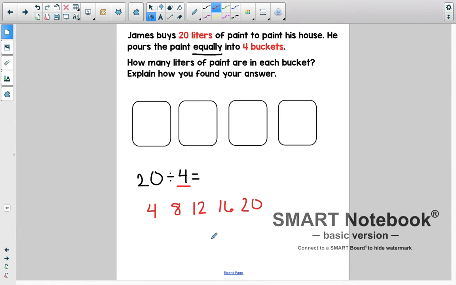And now we're going to count this to figure out how many liters are going to be for each bucket. So 1, 2, 3, 4, 5. 5 liters. So each bucket is going to have 5 liters of paint.